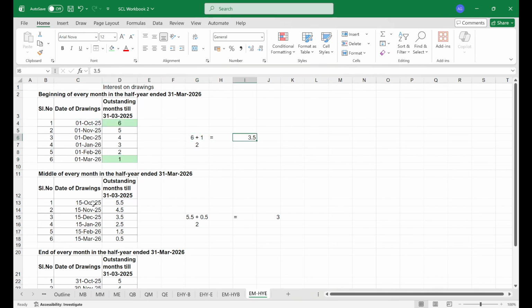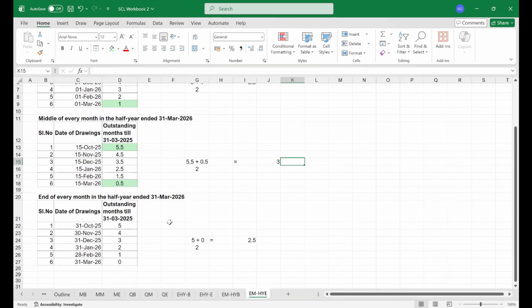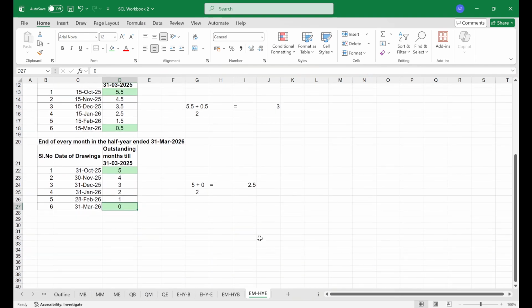3.5 months average period. Similarly, you have 15th October till 15th March, 5.5 months and 0.5 months. 5.5 plus 0.5 by 2, you will get 6 by 2, 3 months average period. And similarly, end of every month in the half year ending 31st March 2026. First drawings will be at 31st October, 5 months outstanding. The last drawings will be at 31st March. So you have 0 months outstanding. 5 plus 0 by 2, 2.5 average period.